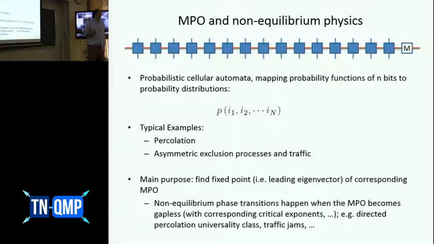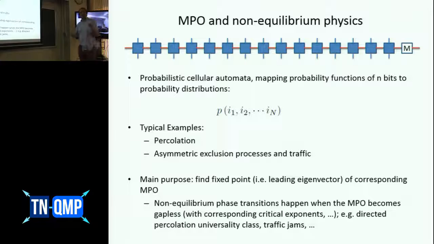Because once you have the leading eigenvector of your stochastic process, you can deduce all the information, and percolation is a typical example of this. So you're interested in the eigenstructure of such an MPO. You can immediately write down these MPOs for the whole problem of percolation, and also for these non-equilibrium phase transitions that occur in all these kinds of examples, because that's of course why these are such interesting problems: there are actually phase transitions going on in these systems.